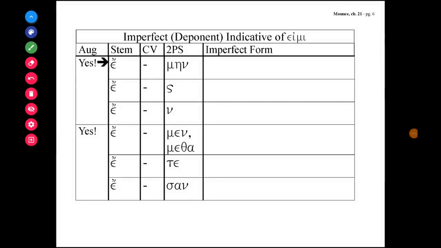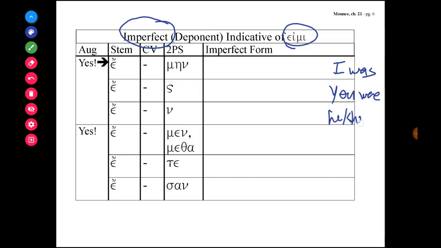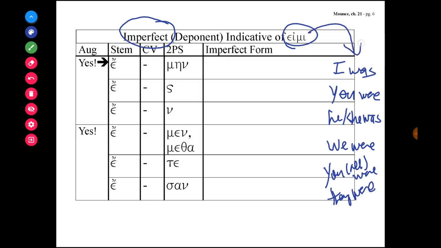This is the imperfect form for εἰμί. So far, you've learned the present tense forms of εἰμί. You've also learned the future tense forms of εἰμί. Now you're learning the imperfect forms of εἰμί, which will be translated as I was, you were, he, she was, we were, you all were, and they were. So this is the imperfect form or past time form of εἰμί.